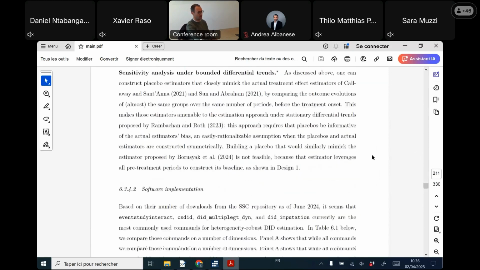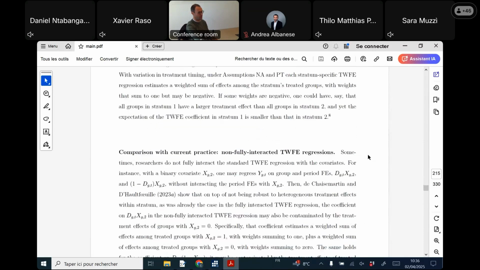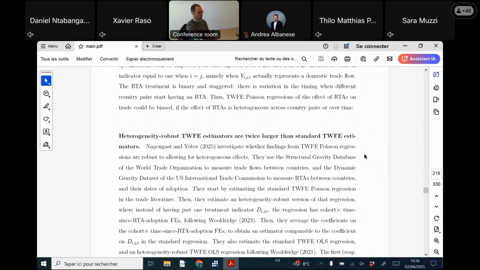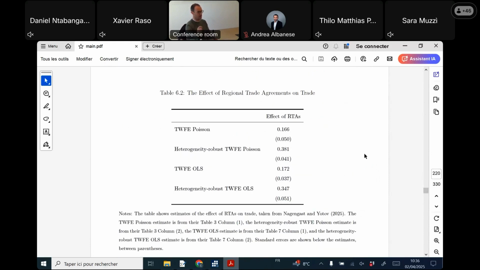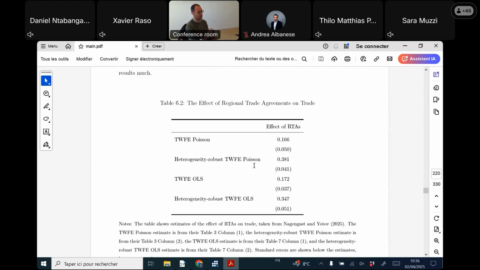But here we also have a second application, where people look at the effect of bilateral trade agreements on trade. And here, using heterogeneity-robust estimators makes a big difference. Interestingly, in the trade literature, they are obsessed with specifications that are micro-founded by a gravity model that gives rise to a Poisson regression specification. And so then you can do the normal Poisson regression that assumes constant treatment effects, or the Wooldridge version of the Poisson regression that allows for heterogeneous effects.